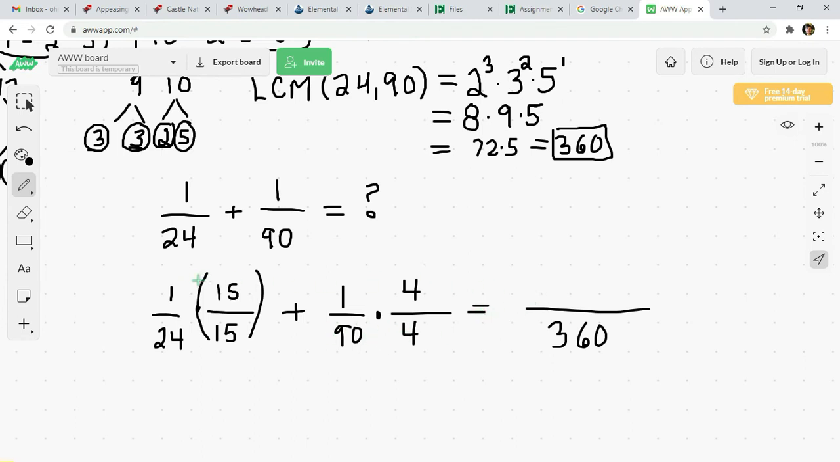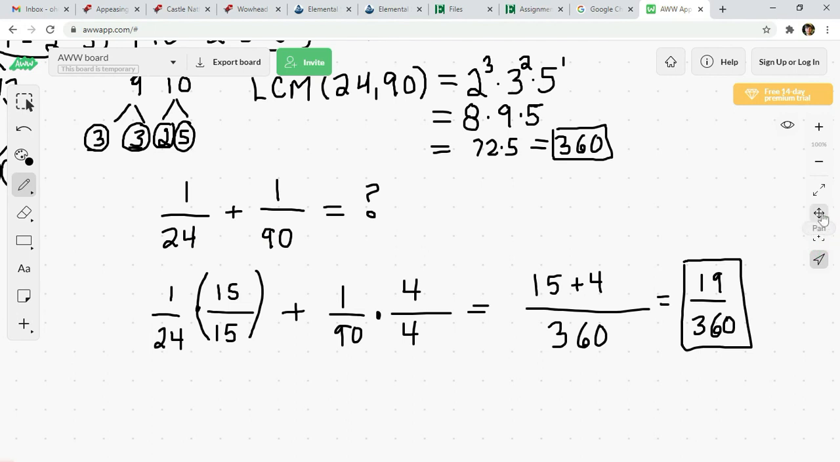And then in the top we got 1 times 15 plus 1 times 4, which is 19 over 360. So we've added those two numbers together, and we use the least common multiple as our least common denominator in order to add two fractions that don't have the same denominator.